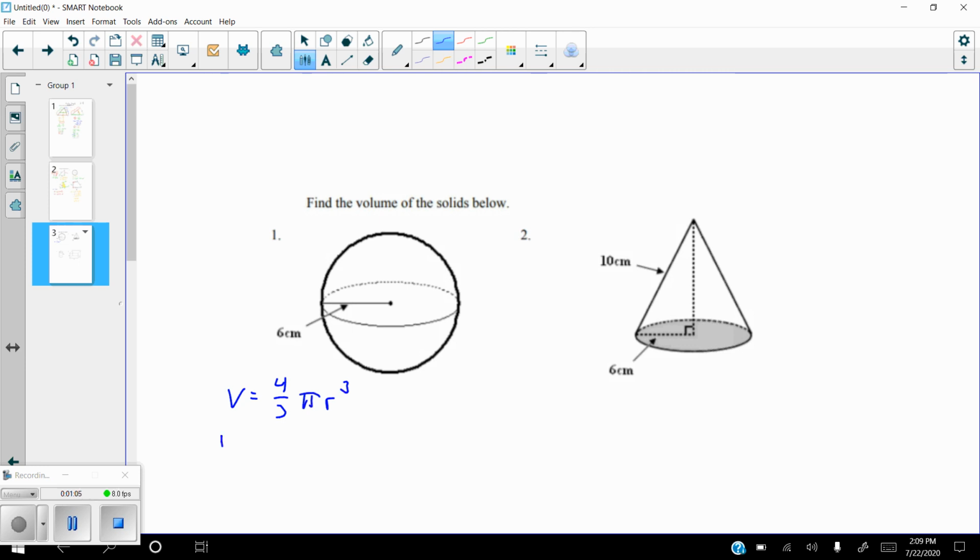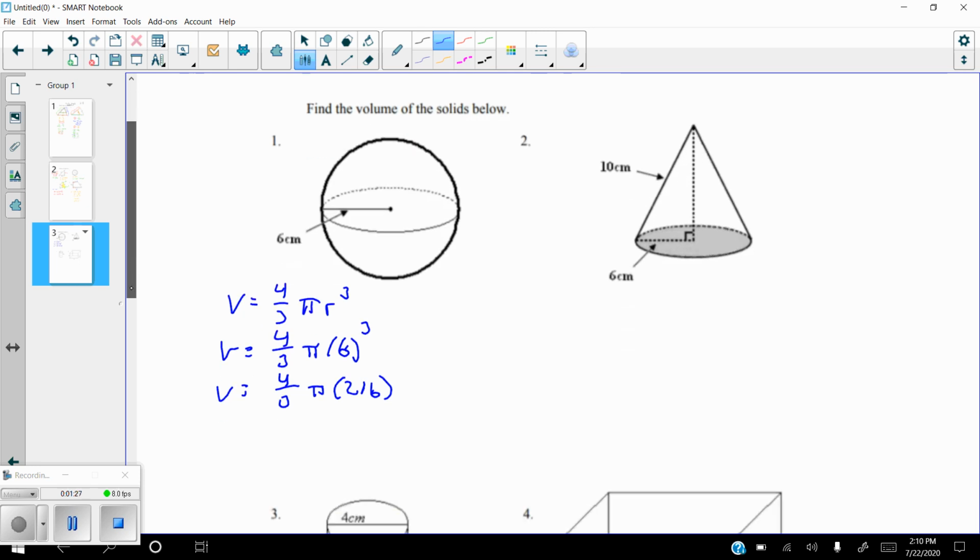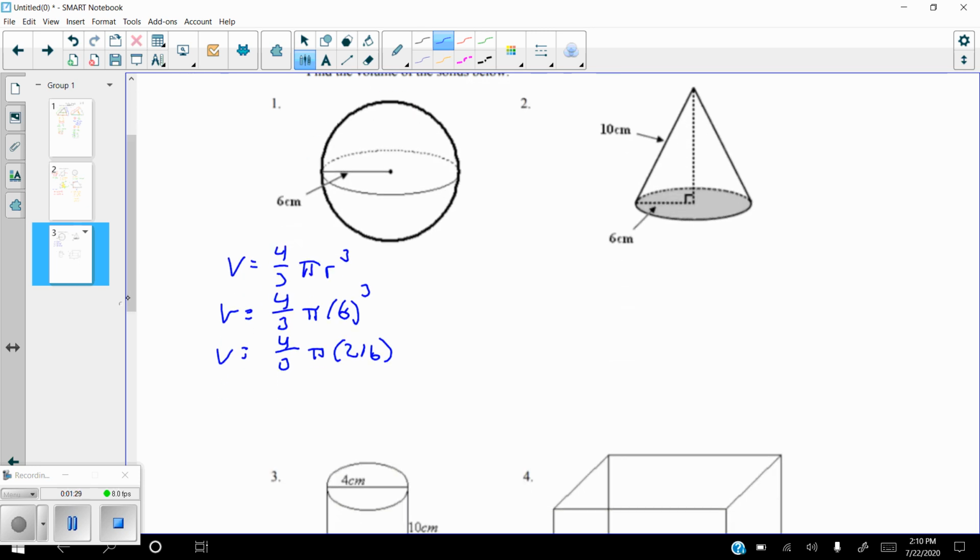So the volume here is going to be 4/3 pi times 6 cubed. And 6 cubed is 216. So we're going to get 4/3 pi times 216. Okay, so we can multiply the 4/3 times the 216 and simplify that.